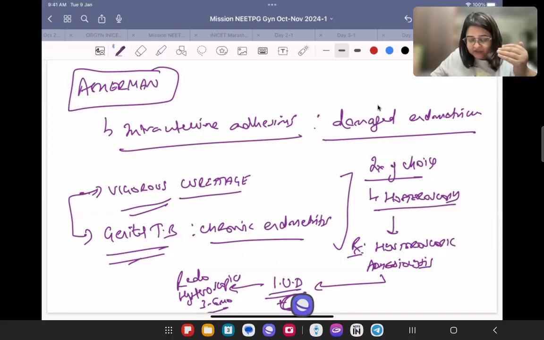And then after 3 to 6 months, we do a redo hysteroscopy. And if again adhesions have formed, we cut up those adhesions again. Okay, so this is the complete treatment of Asherman syndrome.